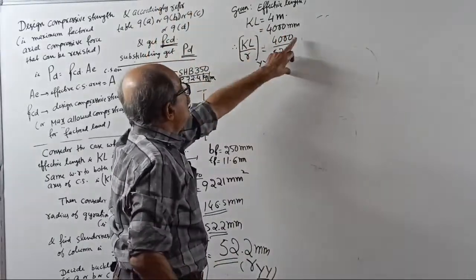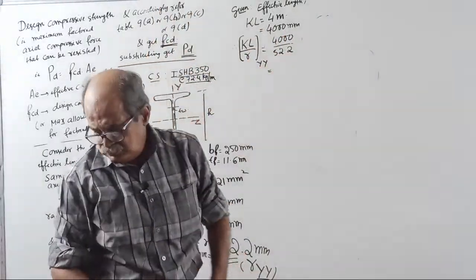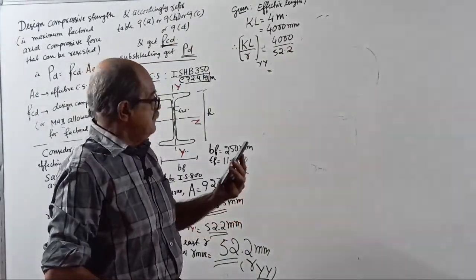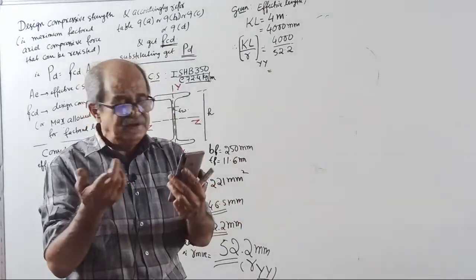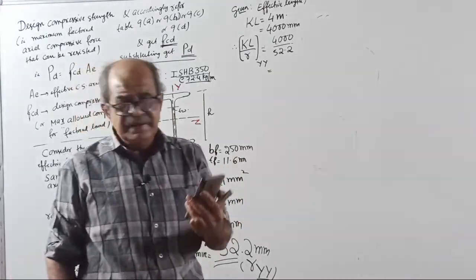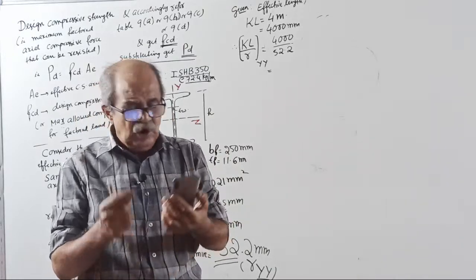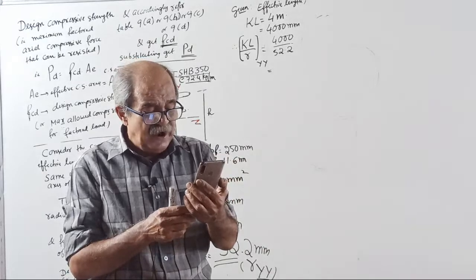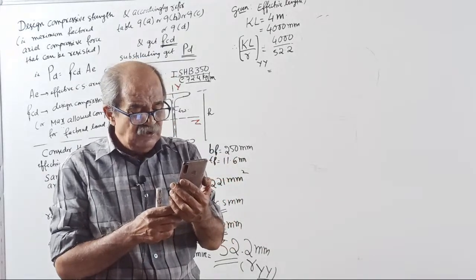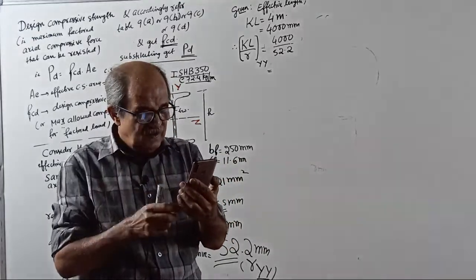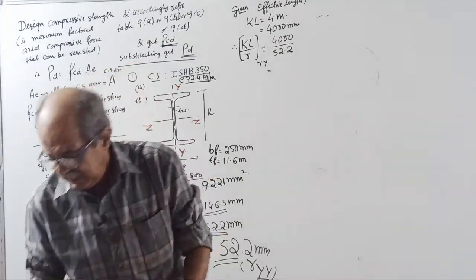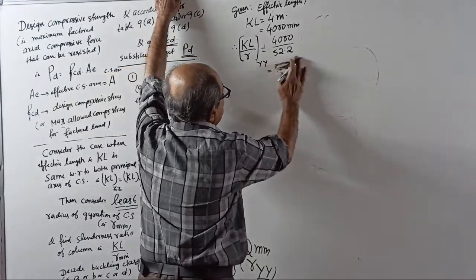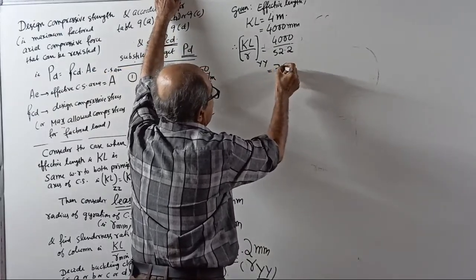Tell the answer. 4000 by 52.2. How much? KL by R. Effective length is changed to 4 meter. In the question, change the data. Take effective length equal to 4 meter. KL by RYY. How much? 76.95, 76.63. Okay. 76.63 is dimensionless. There is no unit for this one. It is a ratio. 76.63.